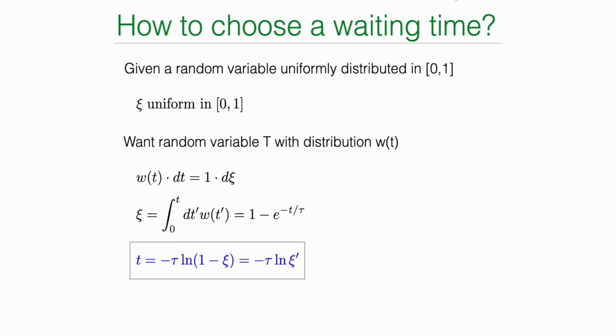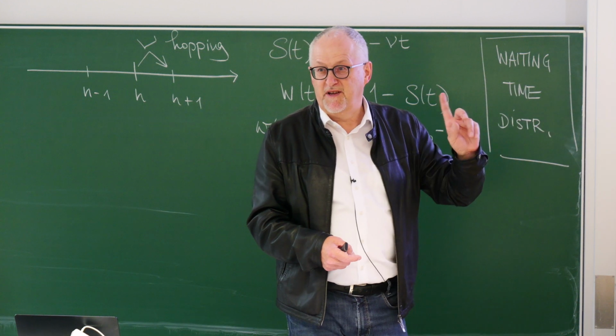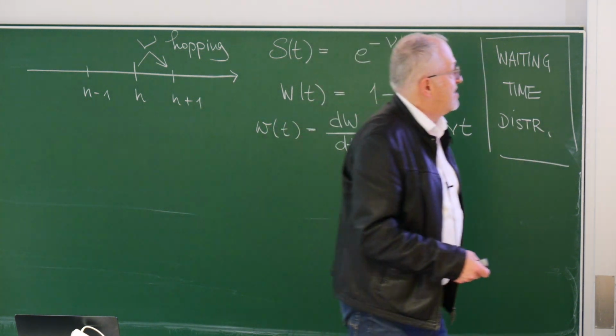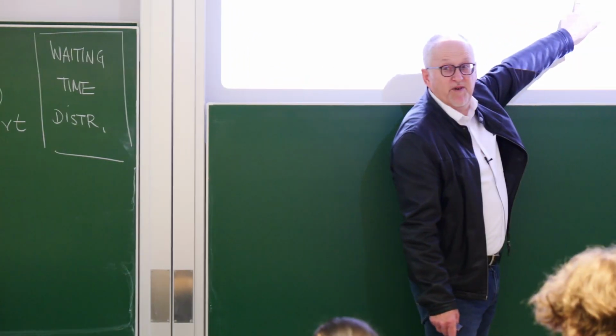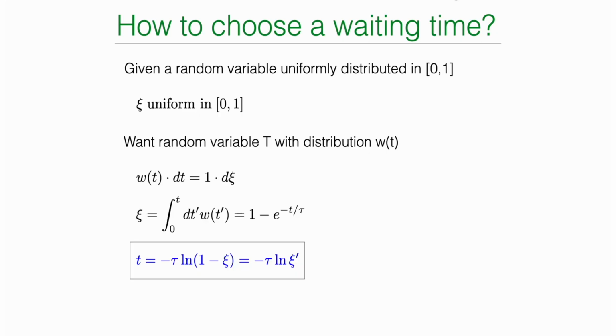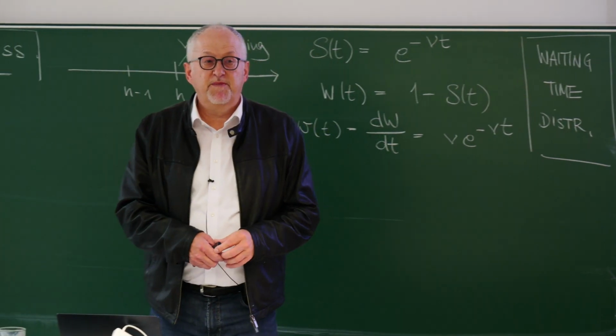And now if psi is uniform in 0 and 1, of course 1 minus psi is also uniform in 0 and 1. So the point is you choose a random number uniform between 0 and 1, you take the log, multiply by tau, take the minus of that, and you get your waiting time. Okay? And that's what you need to implement on your computer.